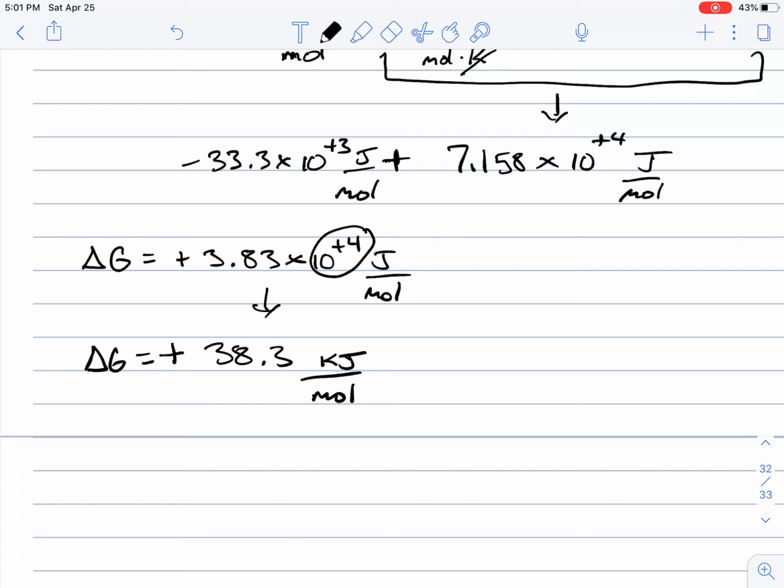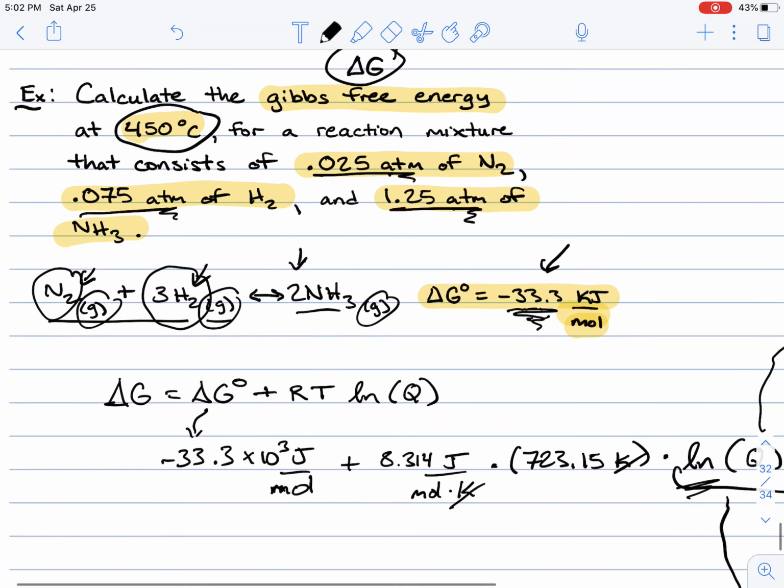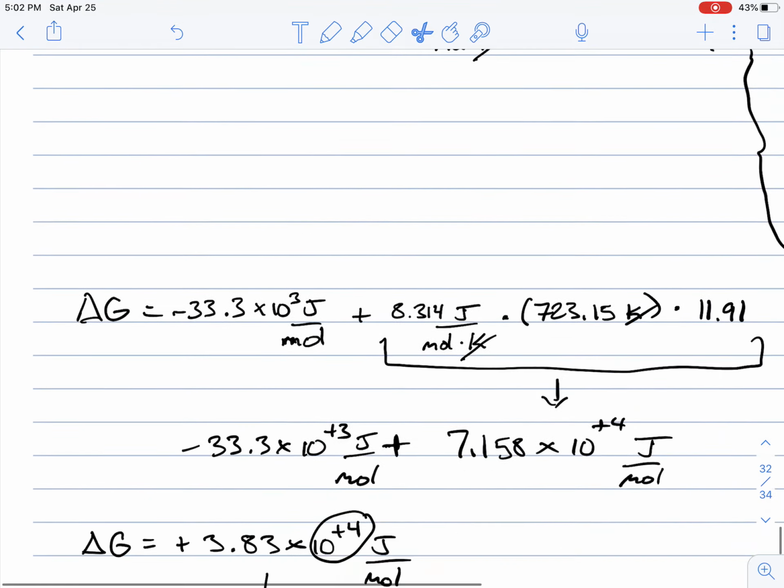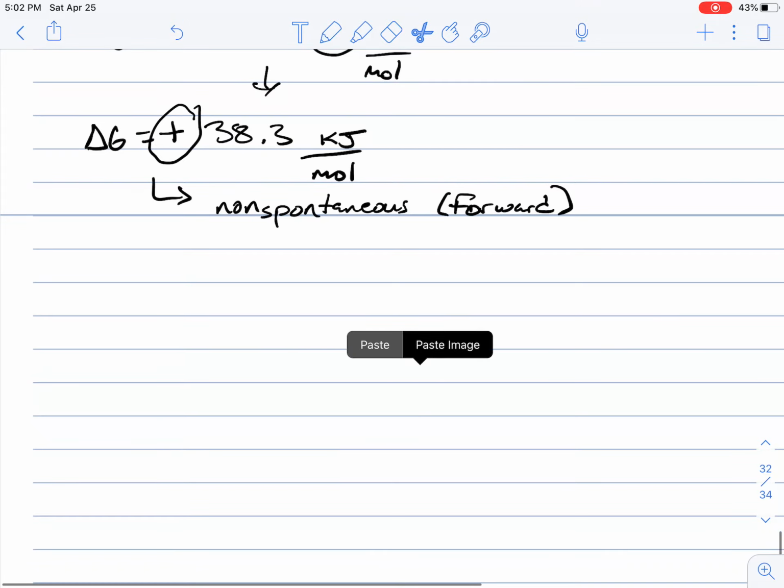And so looking at this value, here we have a positive delta G. So this is telling us that the forward reaction is non-spontaneous. Okay. So let's just take a step back and look at what's happening here. I'm just going to go ahead and copy this portion, because we need to understand what these values are telling us.